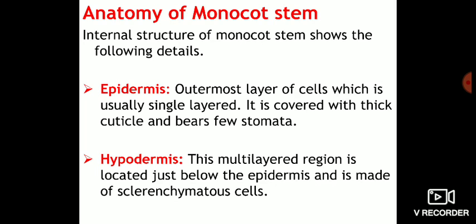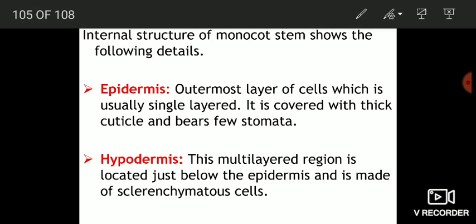The individual cells of this layer are thin-walled parenchymatous. They are green, and on their outer side there is a thick layer of cuticle. And this epidermis also bears a few stomata at some places. This is very much important. In case of monocot stems, the epidermis bears stomata at some places, while in case of dicot stems, there is no stomata in their epidermis.